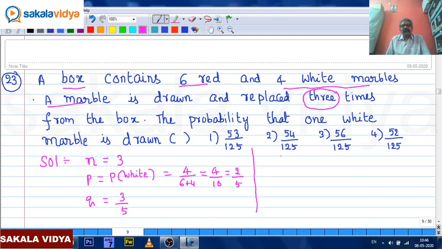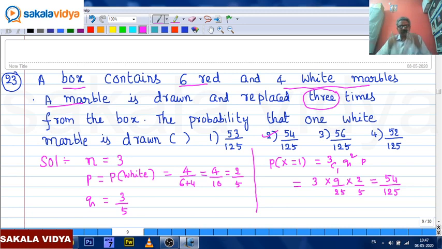Now we need to get probability of getting one white marble, P of X equal to 1, that will be 3C1 q to the power of 3 minus 1, q square and p. 3C1 is 3 multiplied by q square means 9 by 25 multiplied by p is 2 by 5. So 9 2s are 18, 18 3s are 54, 54 by 25 into 5 is 125, 54 by 125. Second option is the right option.